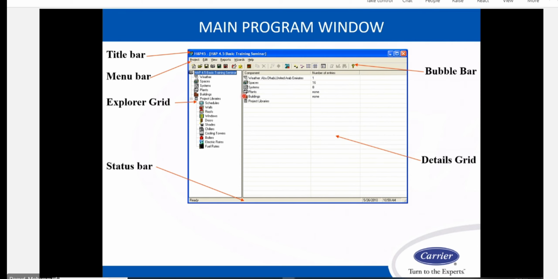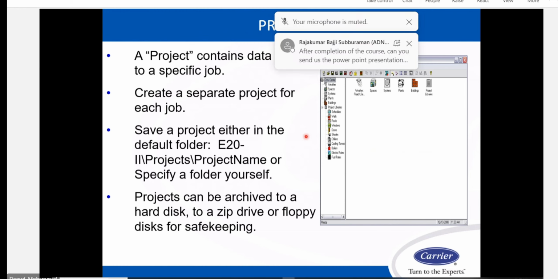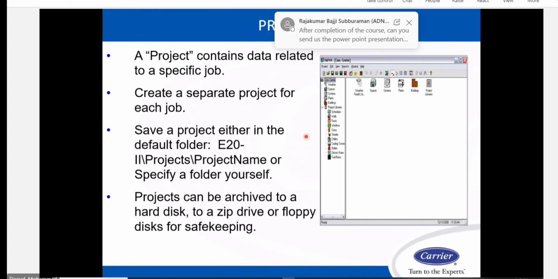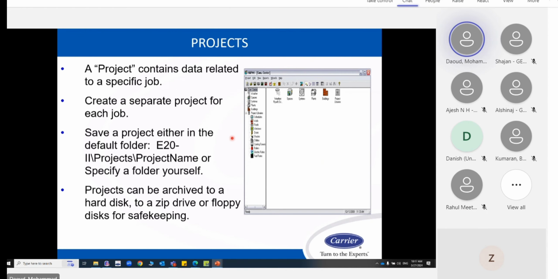During selecting and design, there is a status bar. This is very important because for some items you can see the minimum and maximum values, date and time, etc. The project contains data related to a specific job. Let's say the project is like a folder, and you can keep all details related to that project in the same folder. By default, HAP will automatically save that project file in the E20 folder under the project's name, or you can specify a folder yourself to save it.